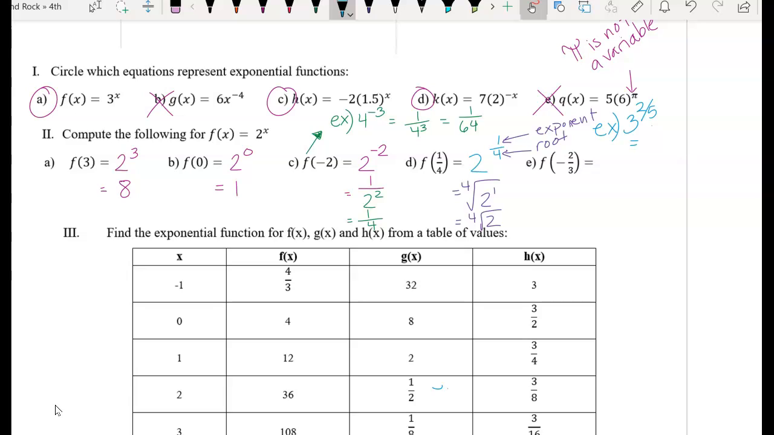Right. So remember, the denominator is the degree of the root. So we say it's the fifth root of 3 squared, which is how much? 9. So it's the fifth root of 9.